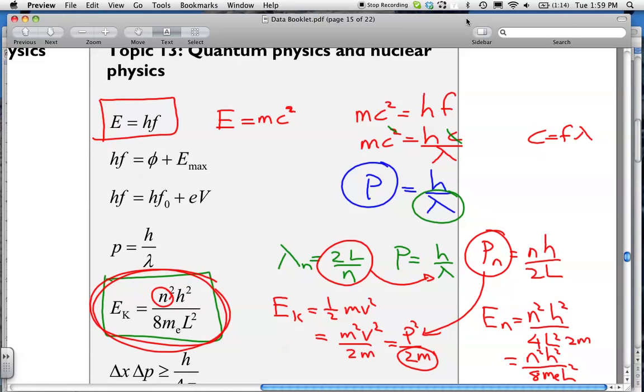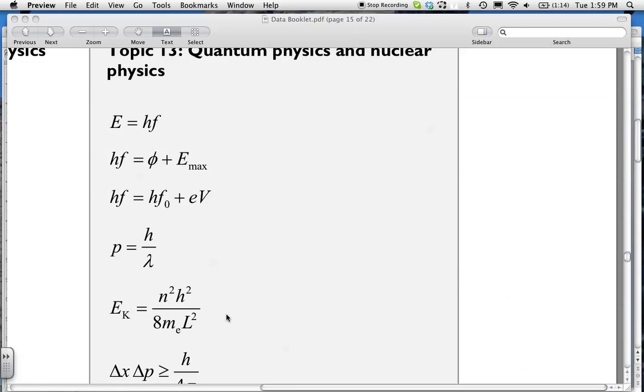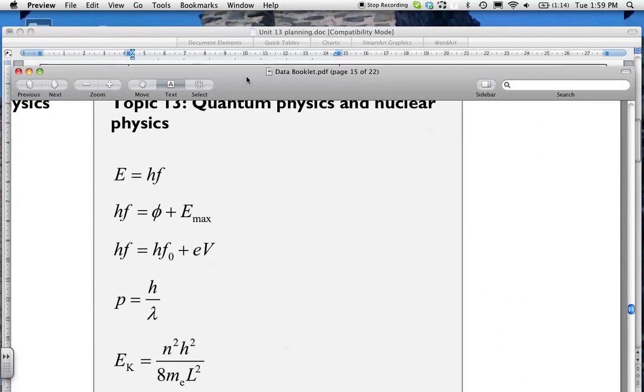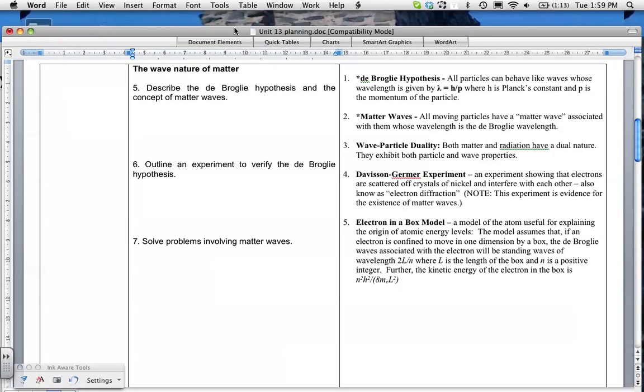Now, de Broglie's hypothesis and his view that matter, electrons for instance, have a wavelength, was verified by a very important experiment. And I'd like to just talk about that for a moment. So we have in here: outline an experiment to verify de Broglie's hypothesis. It's this experiment over here, showing that electrons are scattered off crystals of nickel and interfere with each other, also known as electron diffraction.